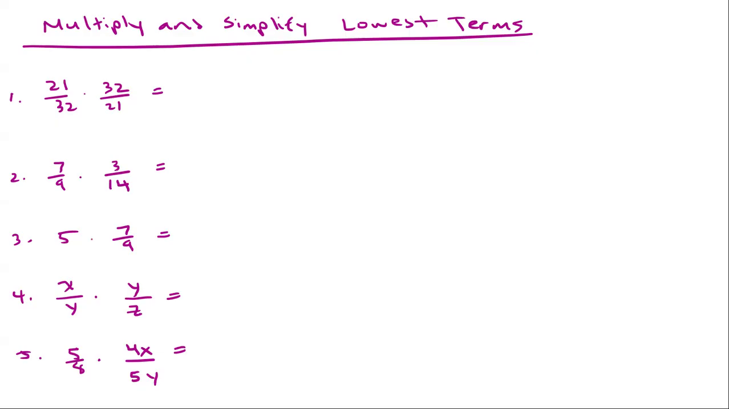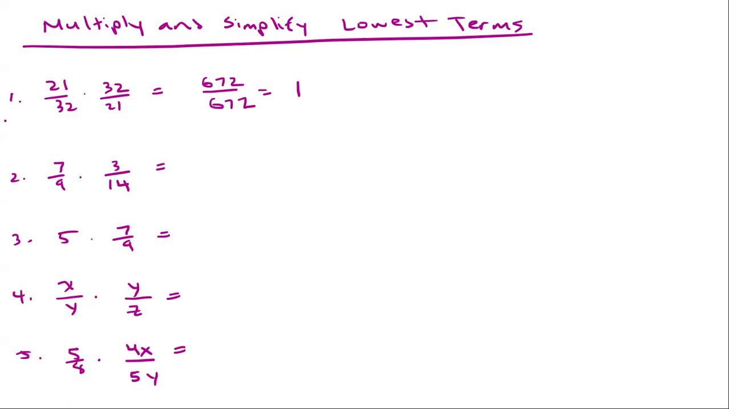For the first one, we can do exactly what it says. We need to multiply them and then simplify. So when we do that, 21 times 32 is going to give us 672, and then 32 times 21 will also give us 672. And when you divide them, it just equals 1. So that's one way to do it.